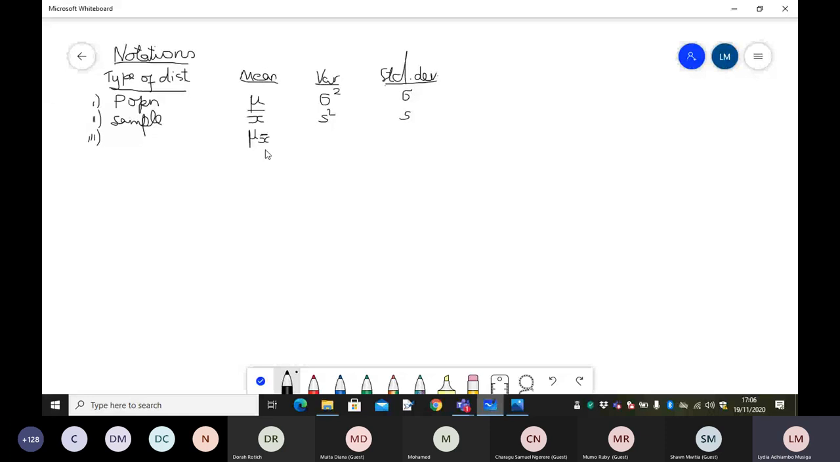So what do we call this mu X bar? We call it the mean of all sample means.